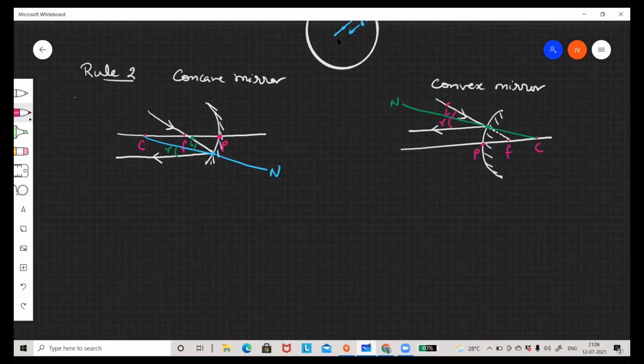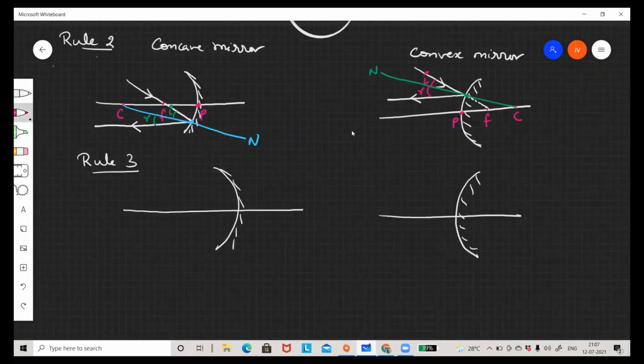Rule 1, rule 2 were simple. A ray parallel to the principal axis will pass through F. A ray through F will go parallel to the principal axis. So this is the pole, principal focus, center of curvature.